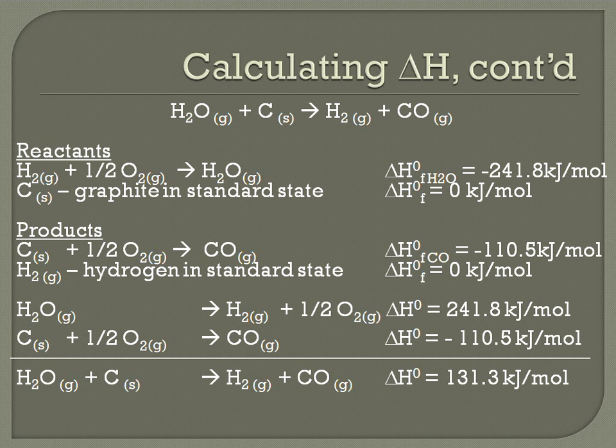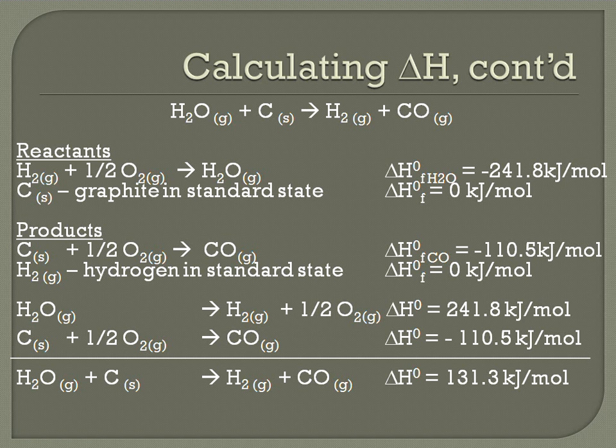Now I do the same thing with the products. Carbon monoxide is made up of carbon and oxygen. Again, I write out my equation with the elements on one side and my product on the other, and I balance it such that my product only has 1 mole. My ΔHf, I look it up and it's negative 110.5 kilojoules per mole. And then hydrogen is in its standard state already. I can't make H2, it naturally occurs as a gas. So my enthalpy of formation of H2 is 0 because it requires no energy to make that. That's how it naturally exists.